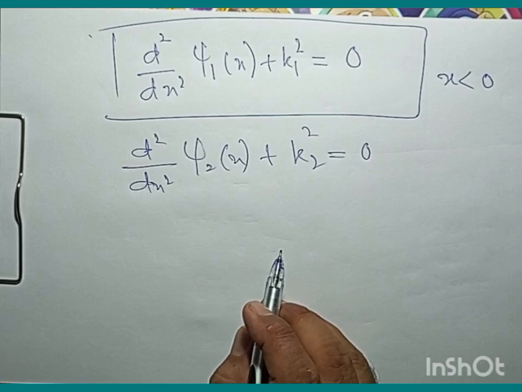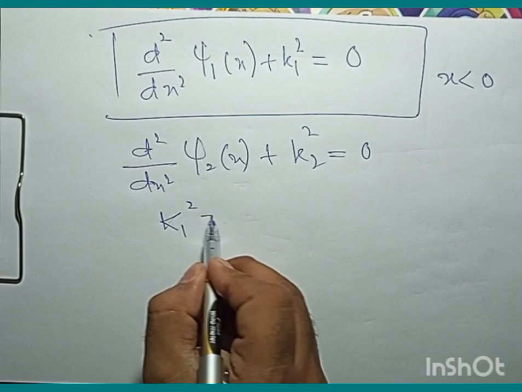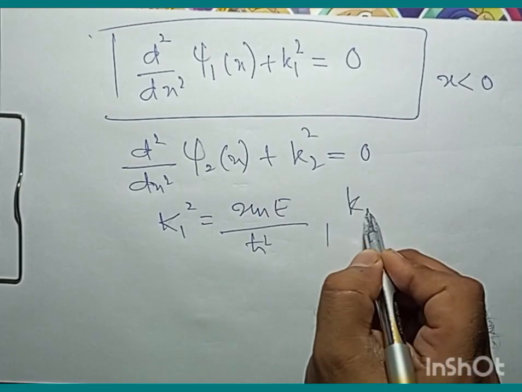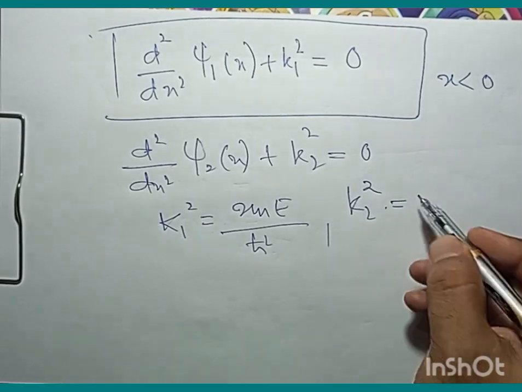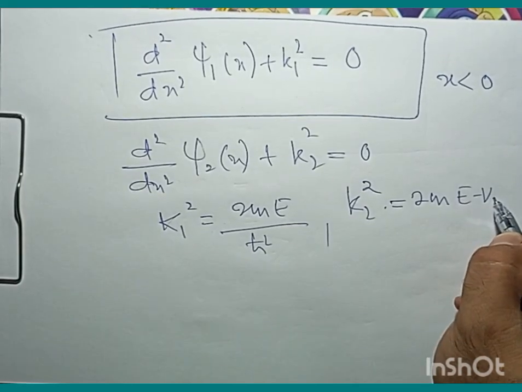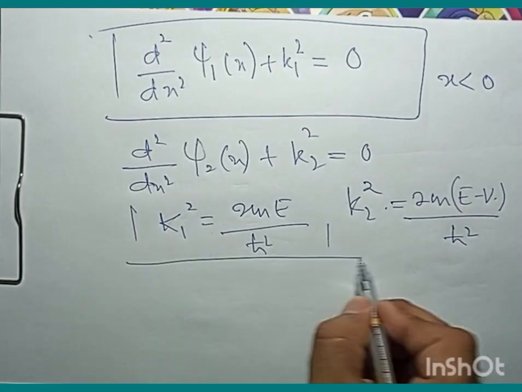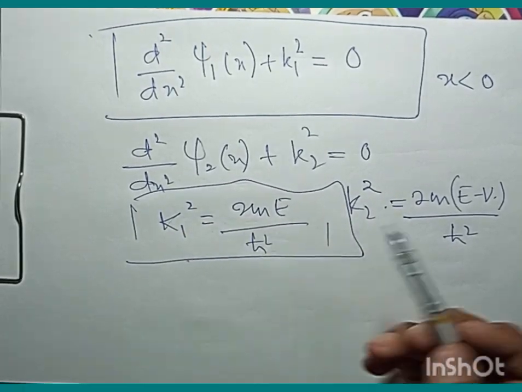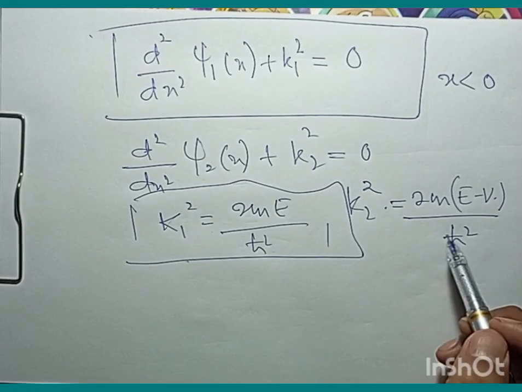Out of these two equations, we understand that k1 square is twice mE divided by h cross square, and k2 square is going to be 2m times (E minus V) divided by h cross square. So this is the value of k1 square, and this is the value of k2 square, if we would have started originally from the time-independent Schrodinger wave equation.